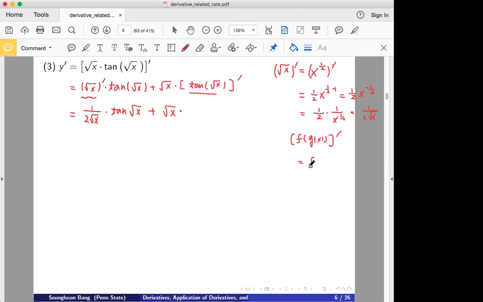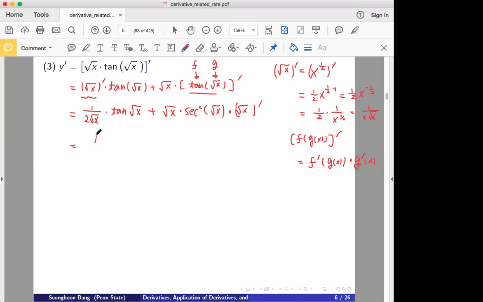This is outer function prime of inner function times inner function prime. This tangent function is like f, square root of x is like g. So what's a tangent prime? What's outer function prime? Yes, we have secant square of inner function root x times inner function prime.